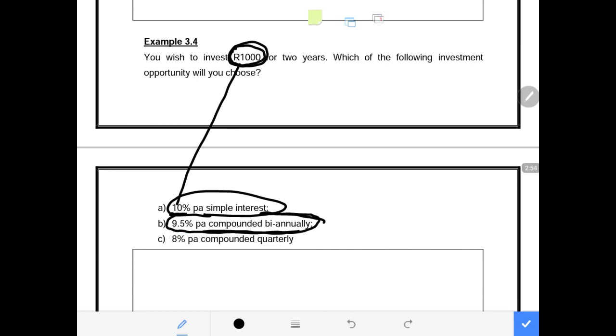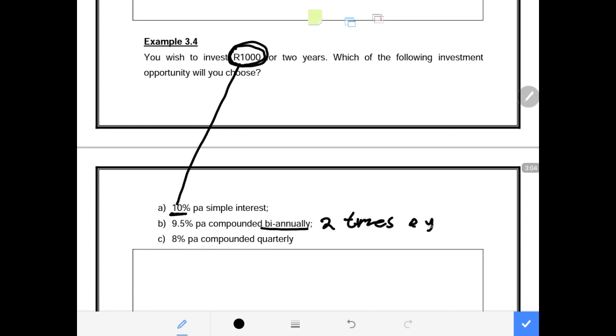We need to highlight the fact that our compounds are different. This is biannually, meaning 2 times a year. That means twice a year. Compounded quarterly, this is 4 times a year. That means interest will be added back to the principal amount that we had 4 times a year.